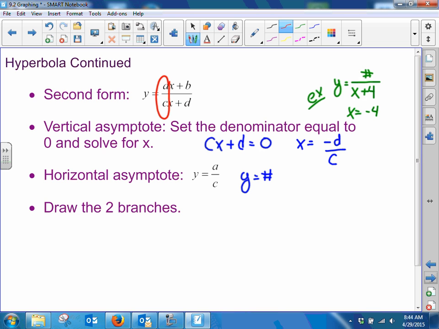And then you're going to draw your two branches. You could have fractions, you could have whole numbers, you could have negatives. Yep. All numbers are possible. Okay? Questions on that? Got all of this down. It's easy. It's just kind of a lot to remember.